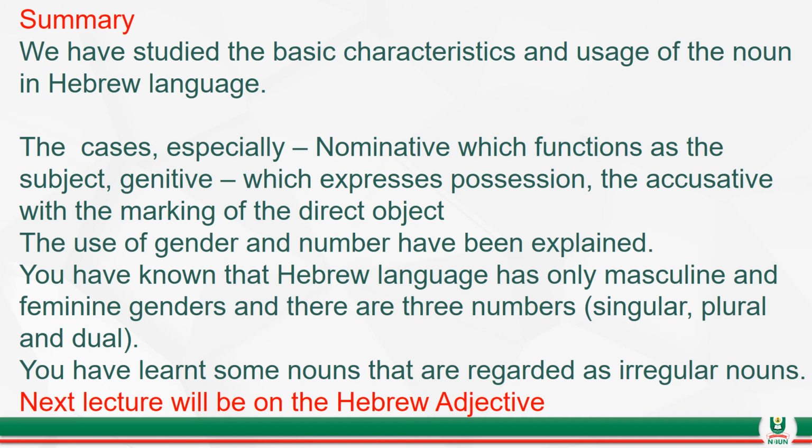You have also learned that the Hebrew language has only masculine and feminine genders, and that there are three numbers: the singular, the plural, and the dual. You have learned some nouns that are irregular or regarded as irregular nouns, like avot, for instance, having a feminine plural ending instead of a masculine im plural ending.